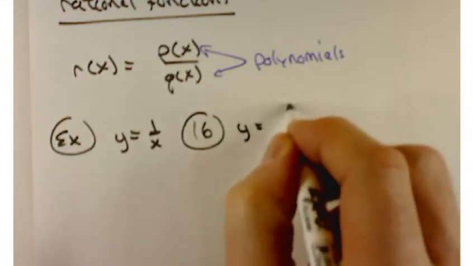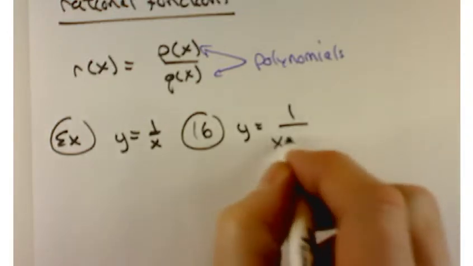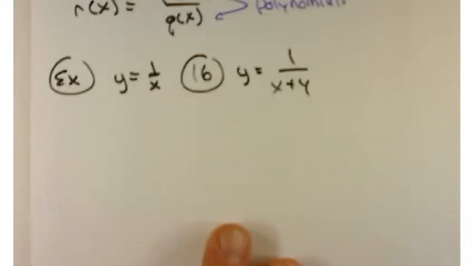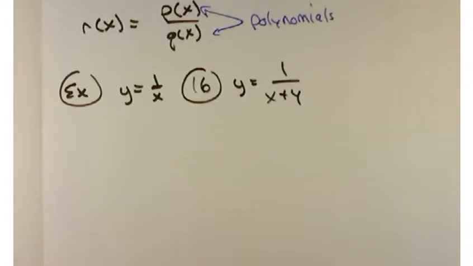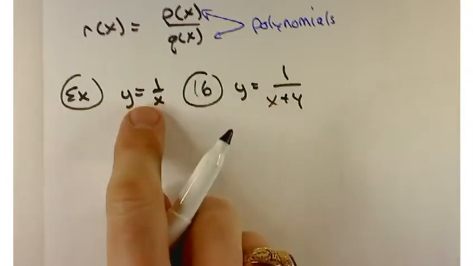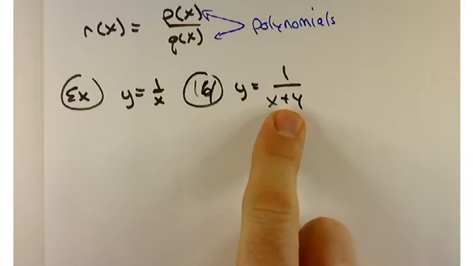y equals 1 over x plus 4. These two graphs should be similar. In fact, this one has just been shifted from this one. But how has it been shifted? Can anyone figure this out? Actually, this is problem number 14, my bad. Yeah, this one's been shifted to the left by 4.